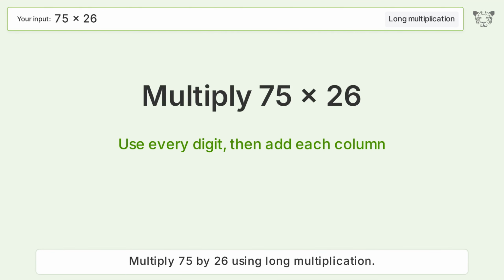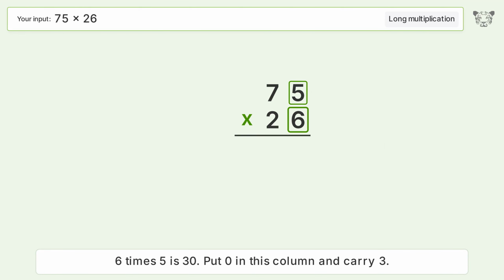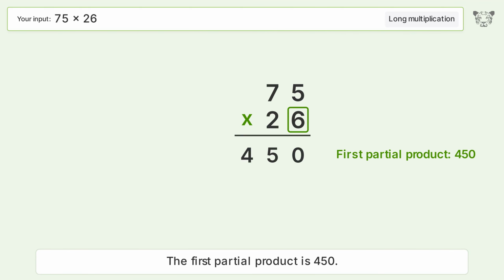Multiply 75 by 26 using long multiplication. Start with the ones digit, 6. 6 times 5 is 30. Put 0 in this column and carry 3. 6 times 7 plus the carried 3 is 45. The first partial product is 450.